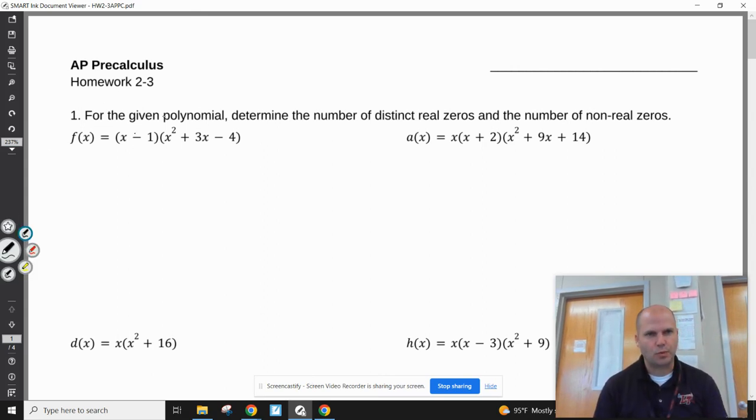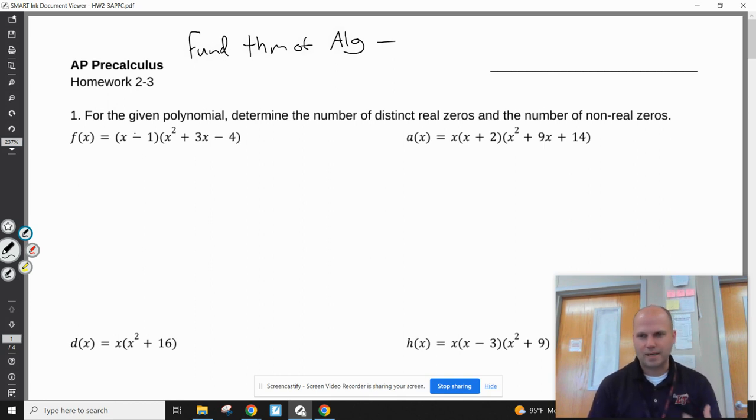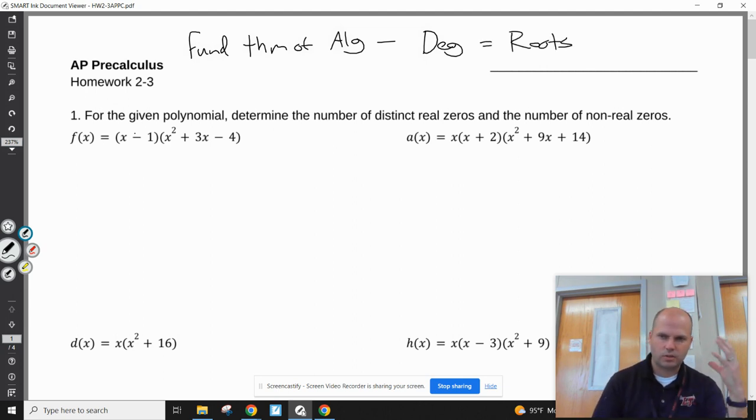Let's do homework 2.3. Homework 2.3 focuses on the concept of the fundamental theorem of algebra, which says whatever the degree of your polynomial is, that's how many roots you have. Your degree equals your roots. Your roots meaning your x-intercepts, your zeros, all of that stuff.